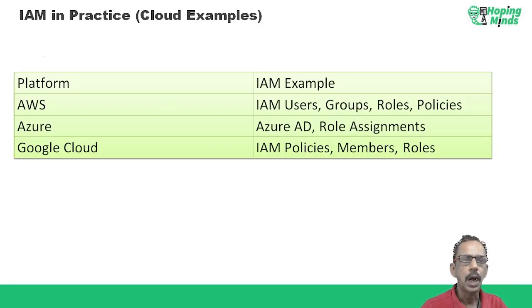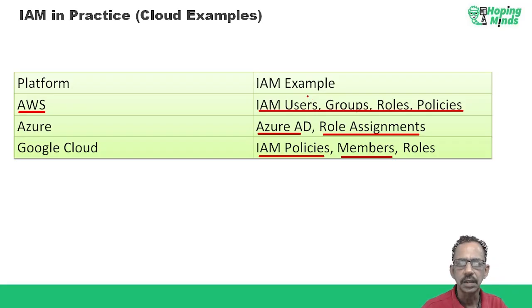So IAM in practice: with AWS, we can create IAM users, groups, roles, and policies. In Azure, it's Azure AD and role assignment. In Google Cloud, again IAM policies, we can create members, the same thing as the user here, on the basis of different roles. Clear? Who, what, which, authentication and authorization.